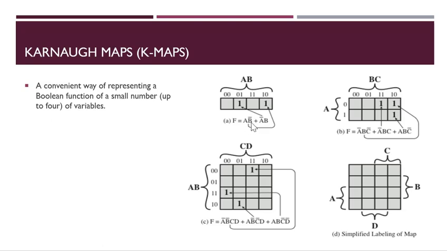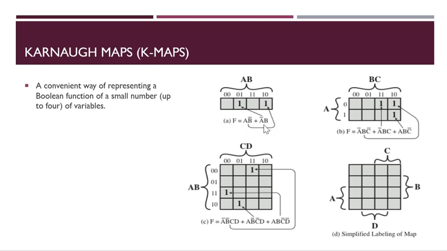So you have the first term here, which is A and B bar. How do you want to mark it inside the K-map? Remember the principle of the SOP. A should represent 1 and B bar represents 0. So A is 1 and B bar is 0. So this term will be marked inside this cell, right?